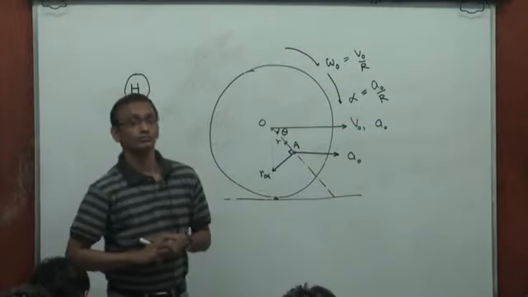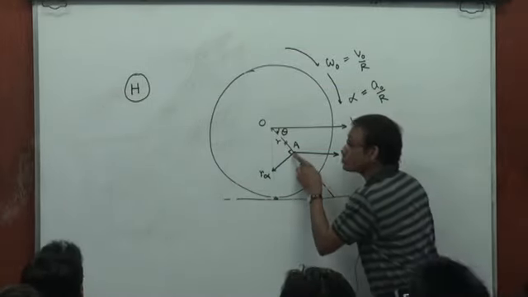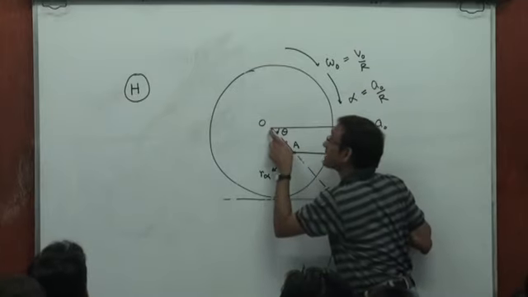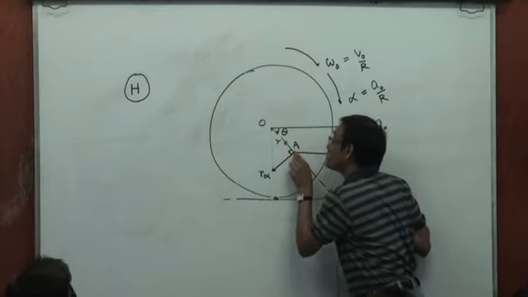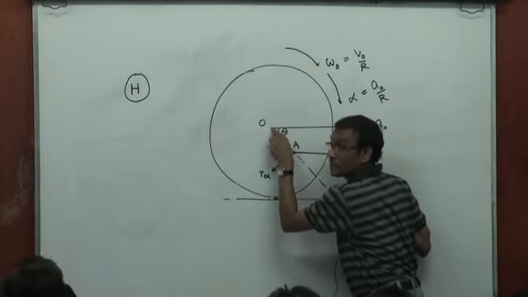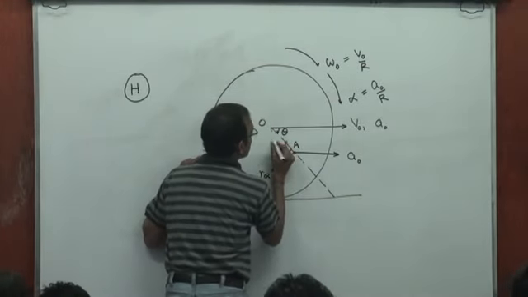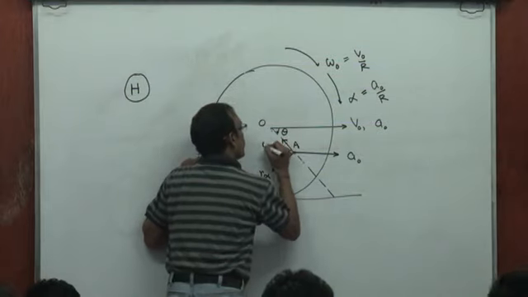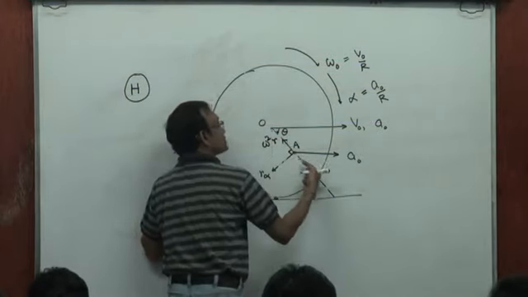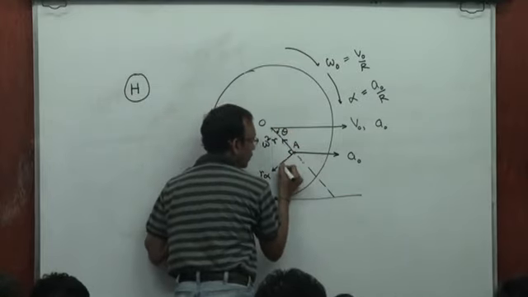And it also has a centripetal acceleration omega squared small r towards O. So the centripetal acceleration is omega squared small r directed towards O.